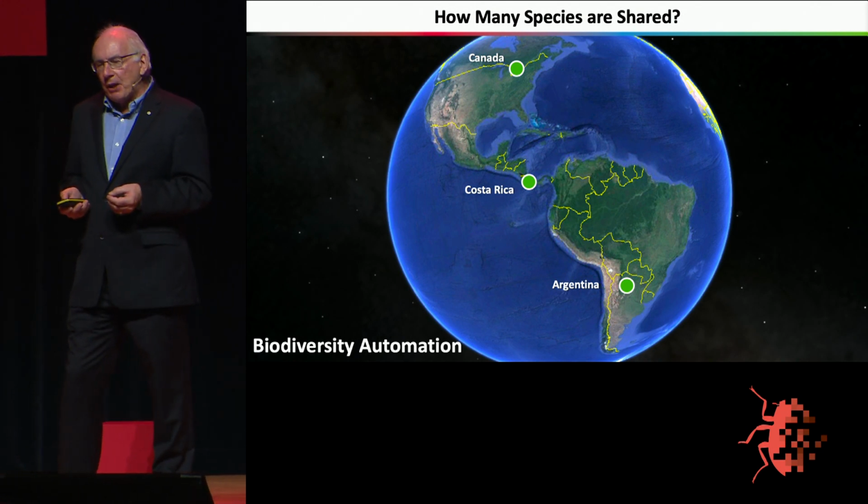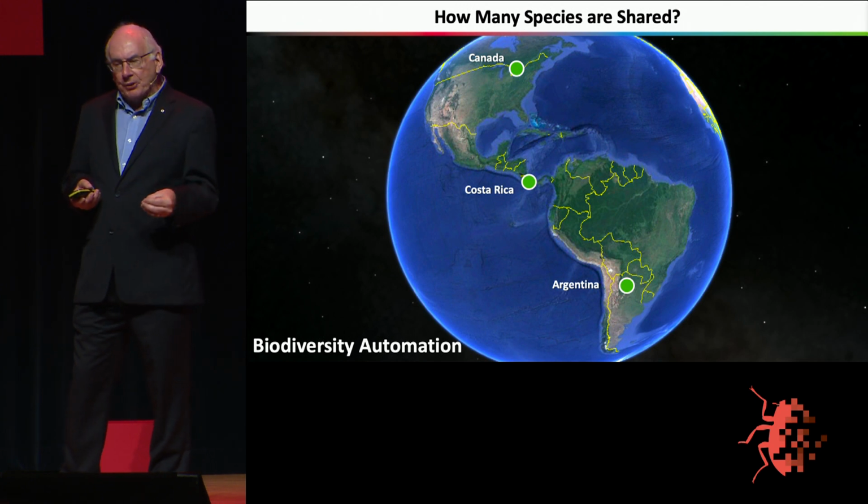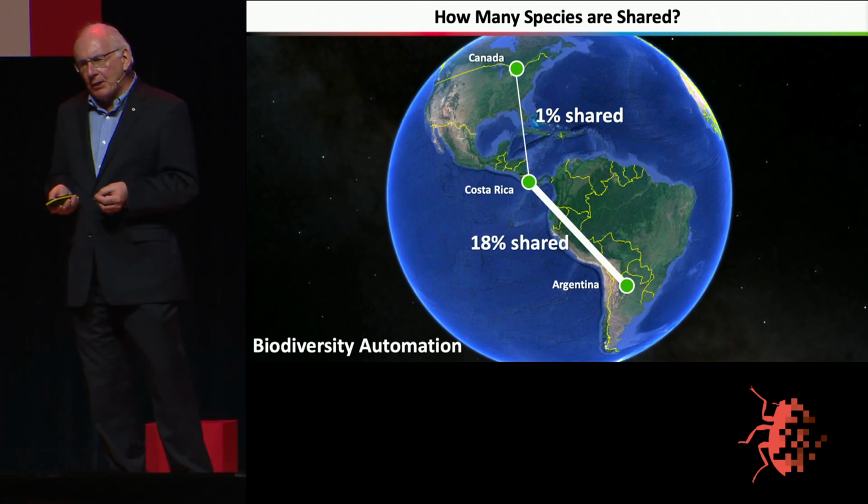What else can you do with the bin system? You can just press a button and you say, hey, I'm interested in knowing what fraction of the species are in common between southern Canada, Costa Rica, and Argentina. And you get the answer like that.